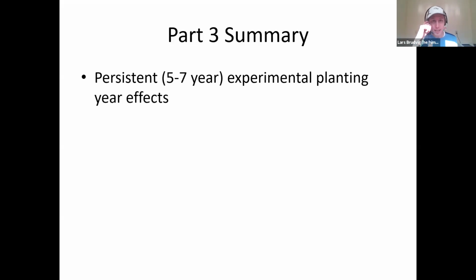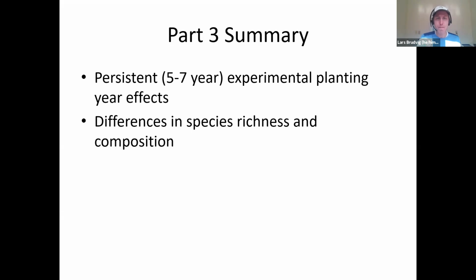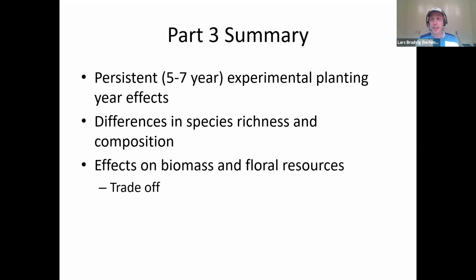Okay, so summarizing this, what do we see? We see a fairly persistent 5 to 7 year planting year effect that was all derived from this rigorous controlled experiment that's led to differences in species richness and composition of plants, and seems to be influencing at least some ecosystem functions, but in differing ways. And in particular, again, we see these different patterns for biomass and floral resource production in a way that seems to be a trade-off.